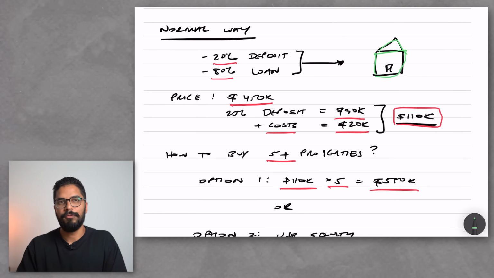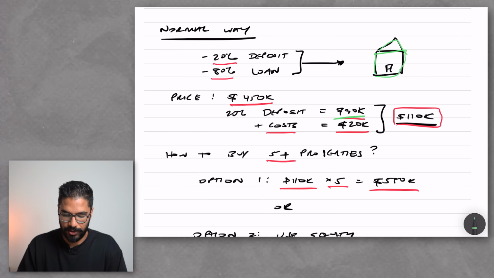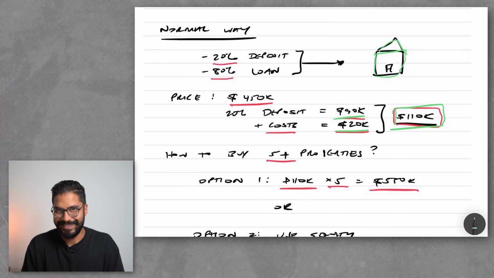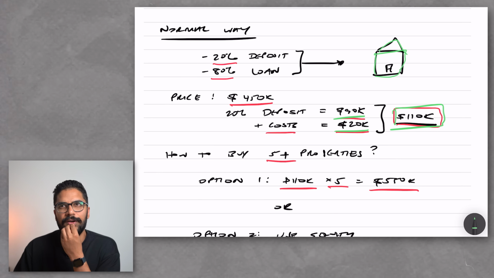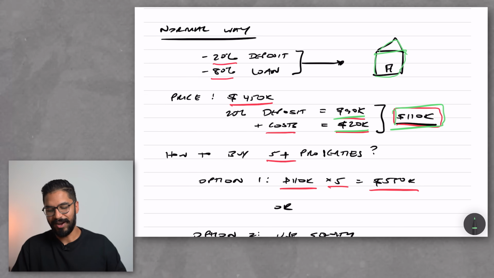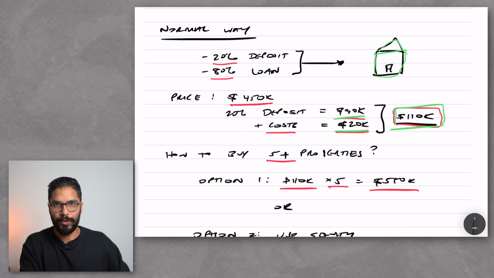For a $450,000 home, a 20% deposit would be $90,000. The costs would work out to be about $20,000, and that would mean about $110,000 that you would need in this example being a 20% deposit. Now you might look at your bank account and go, I don't have $110,000. That also means I can't buy a $450,000 home. That's why we need to look at alternative solutions because this is the old way of doing things.